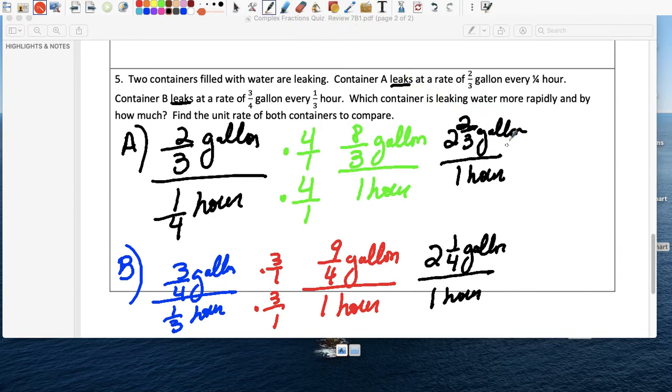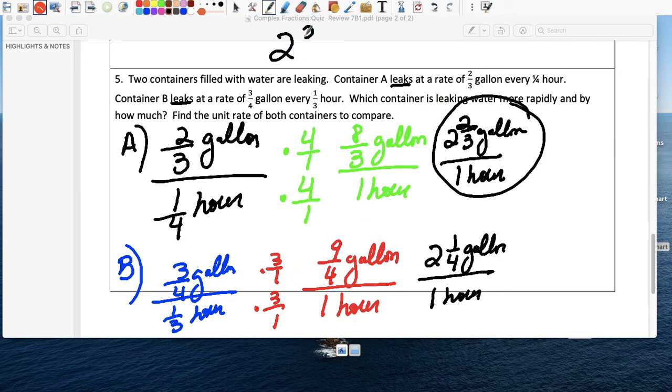So, which container is losing water faster, leaking more rapidly? ¿Quién está perdiendo más agua por hora? Who's losing water faster? So this is 2 2/3. This is 2 1/4, obviously. You're losing water a little bit faster here, leaking more rapidly. And by how much? ¿Y por cuánto? Well, that's the question.